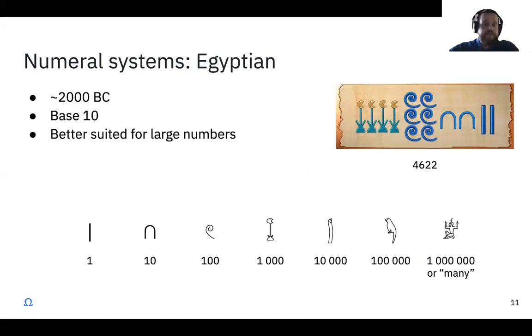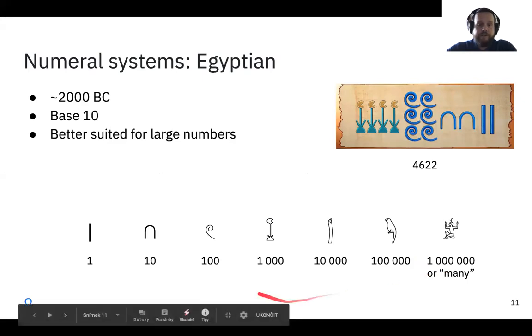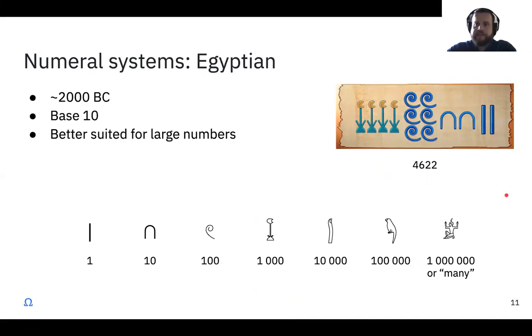Another ancient system that is my personal favorite, that is closer to what we have today, was the Egyptian one that arrived at roughly 2000 BC. That one is already base 10. It's better suited for large numbers because you see that we have glyphs for larger numbers. So here's an example from a tablet excavated from Karnak, which contained the number 4622.